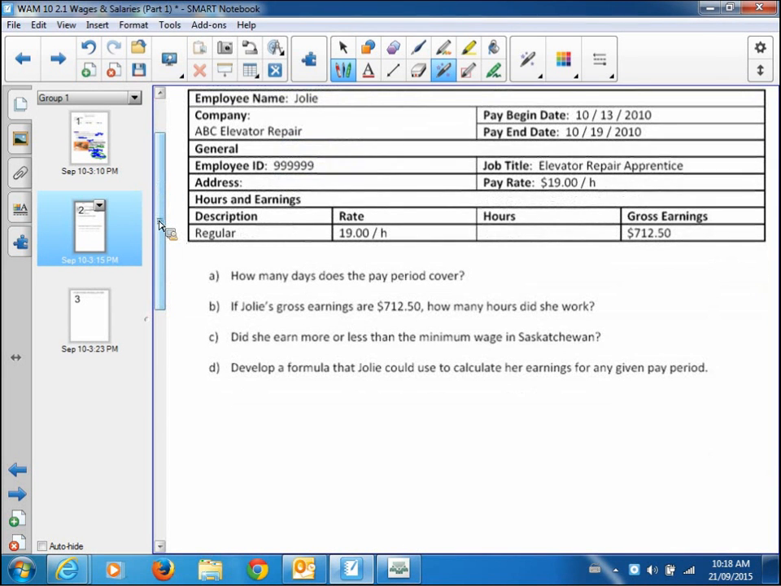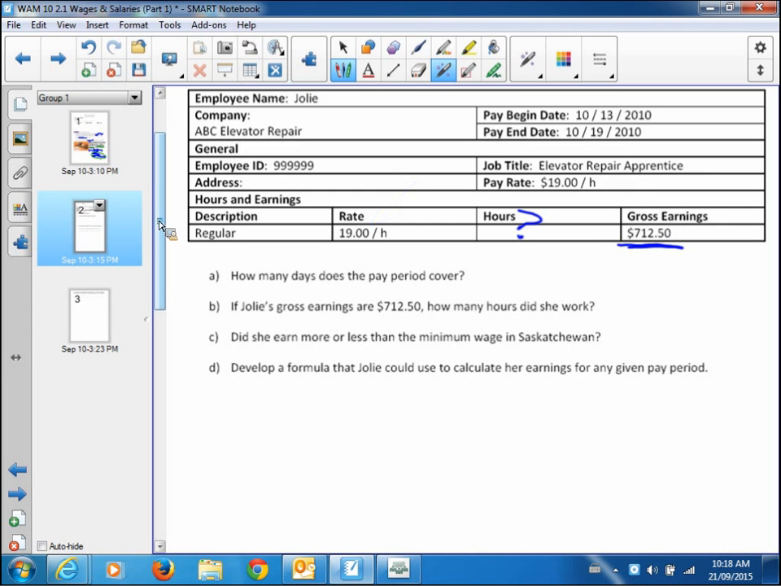That's the name of the company here, ABC Elevator Repair. Pay period beginning the 13th going to the 19th, okay? The pay rate, now that's important, 19 bucks an hour. They also have it here, 19 an hour. The gross earnings are given. We don't have the hours in this problem.